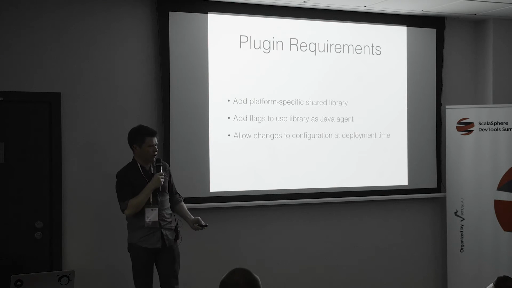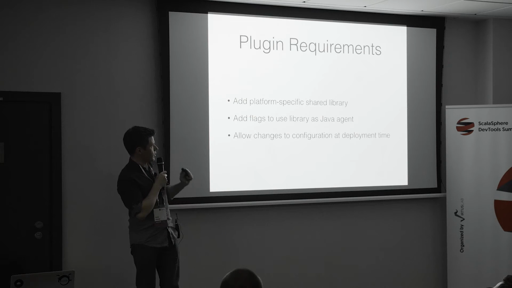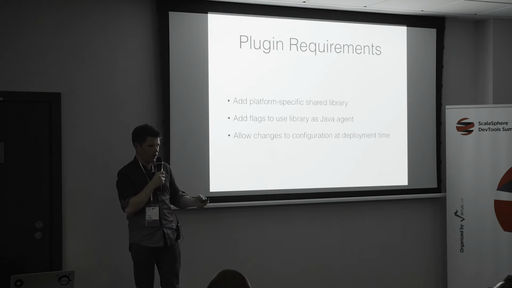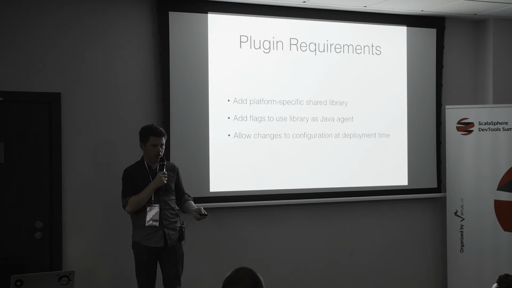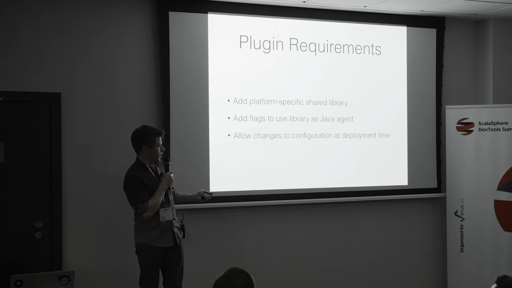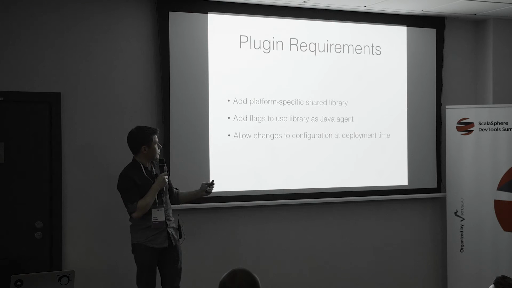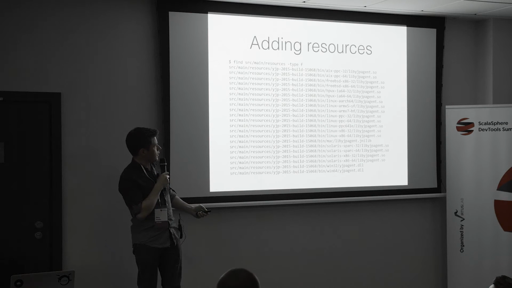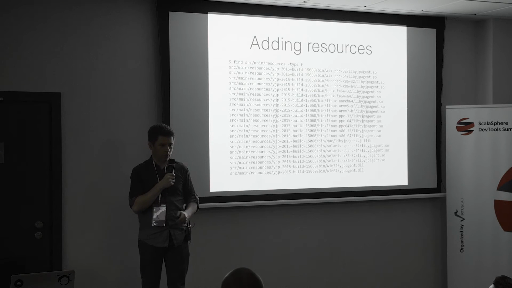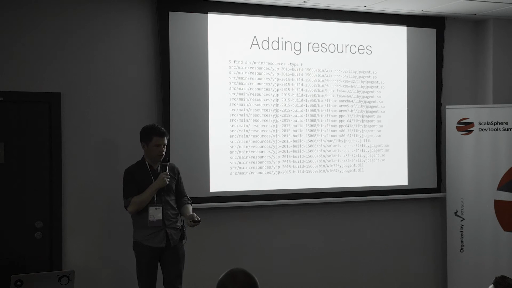So if we want to create a plugin that will actually integrate YourKit for us, what we want to do is include in our archive a platform-specific shared library, and we want to add the flags to enable this agent at startup, and then hopefully also be able to configure it so that it adds some configuration at runtime or at deployment time. So first of all, for adding resources, we want to basically dump a shared object into our image when we create it.